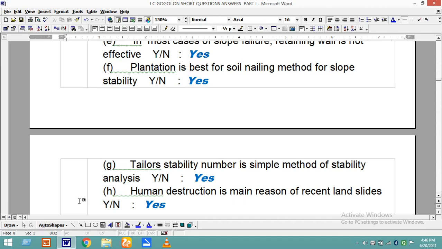Human destruction is the main reason for recent landslides all over the world. The answer is correct. In the name of our development, we are destroying whole reserves, hills, forests, and everything.